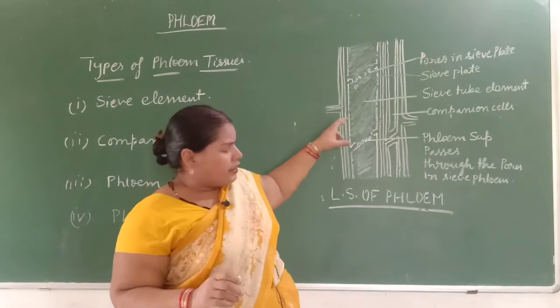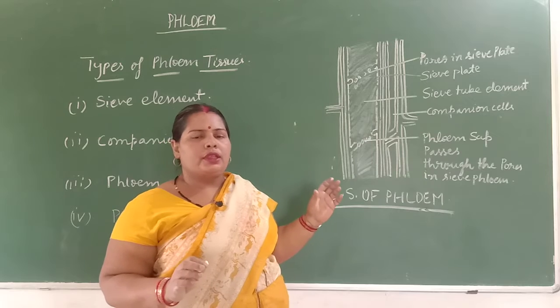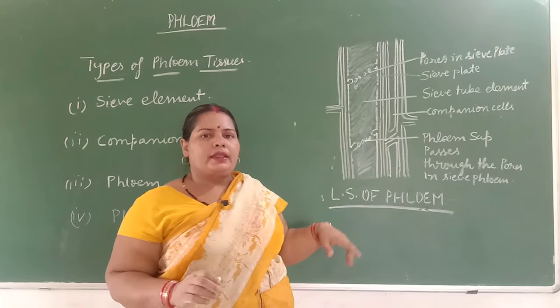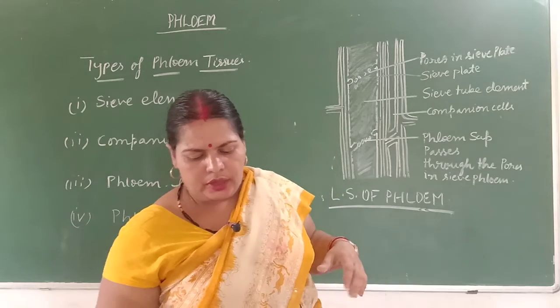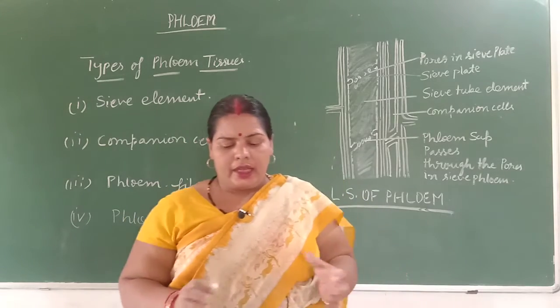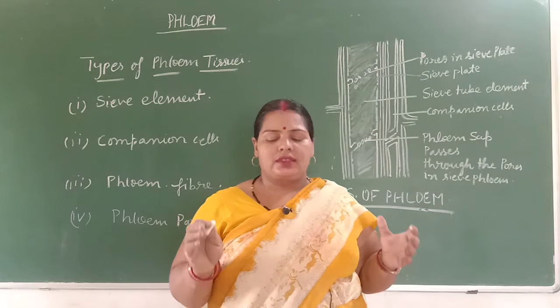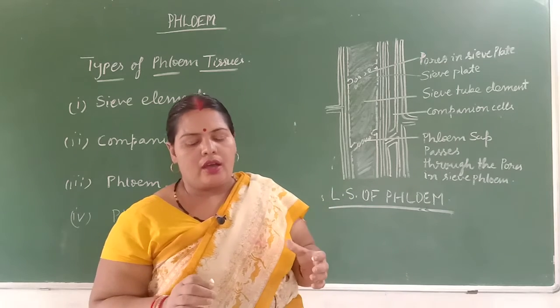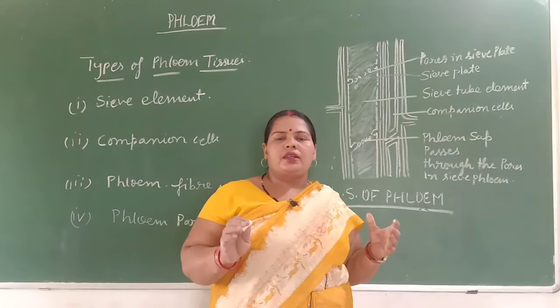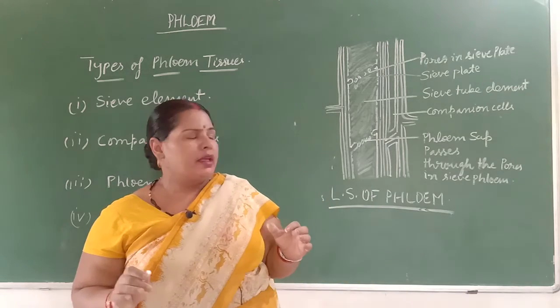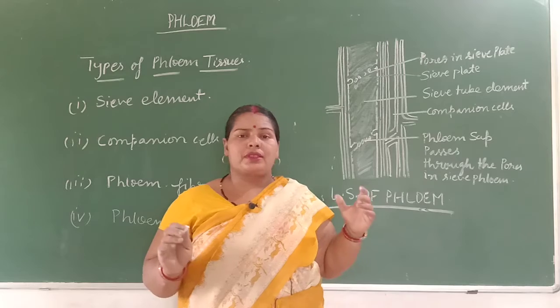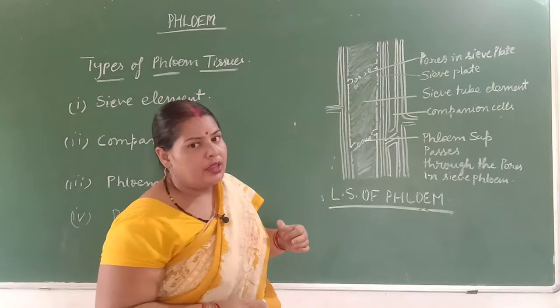So in the sieve element you see there is no nucleus. Here are found albuminous and viscous substances, consisting of the lack of nucleus. In all parts of the cytoplasm, the nucleus cannot be found. The companion cells have the cytoplasm and they have the nucleus.